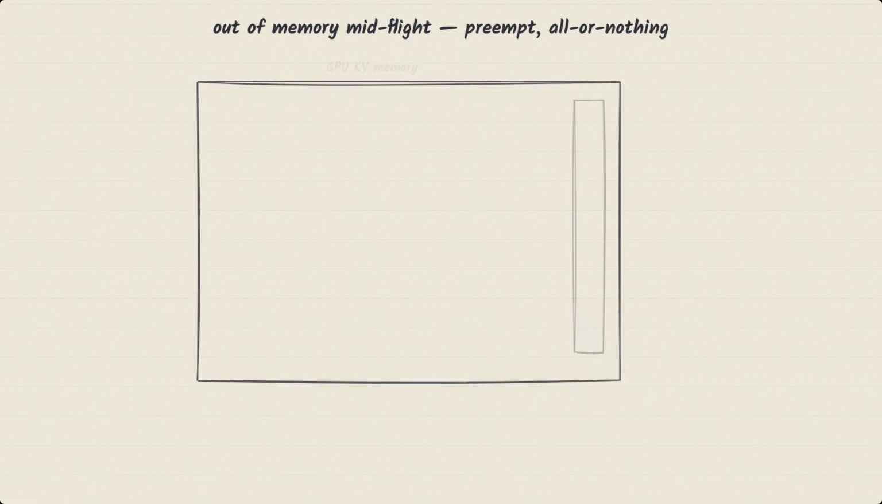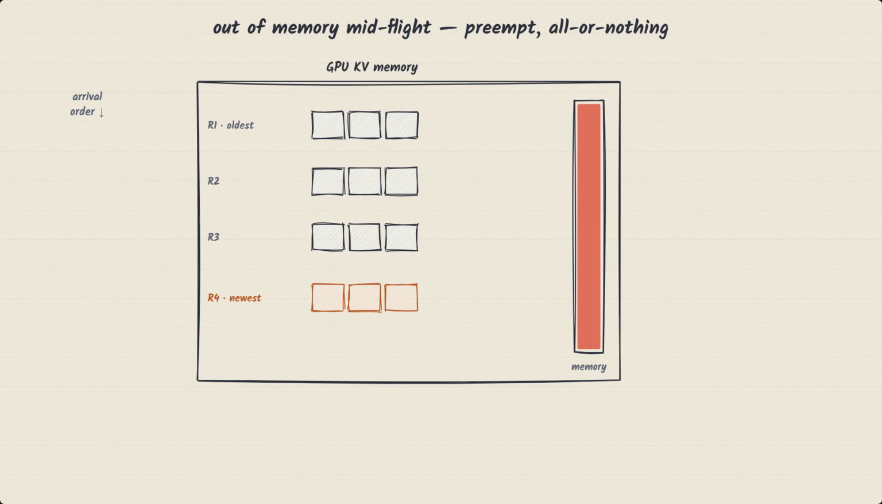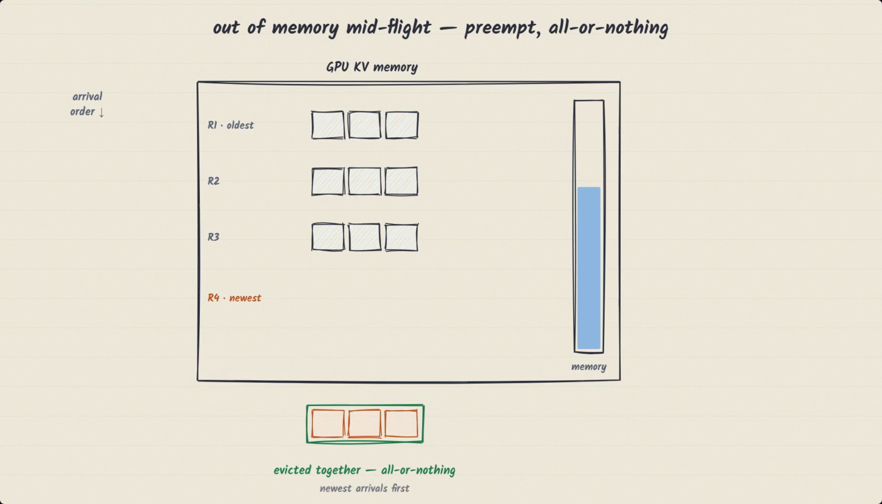Now the hard case. Requests keep generating, their KV caches keep growing, and the GPU runs out of memory mid-flight. vLLM schedules first come first served, and under pressure it preempts. The key design decision is that preemption is all or nothing per sequence, because you need every one of a sequence's blocks together to take even one more step for it. There's no point evicting half. vLLM evicts a whole sequence's blocks at once.